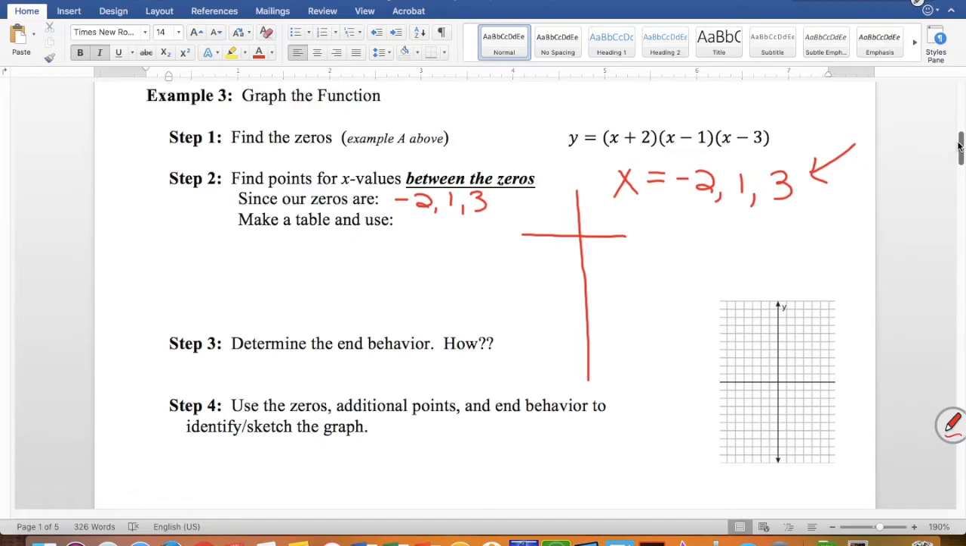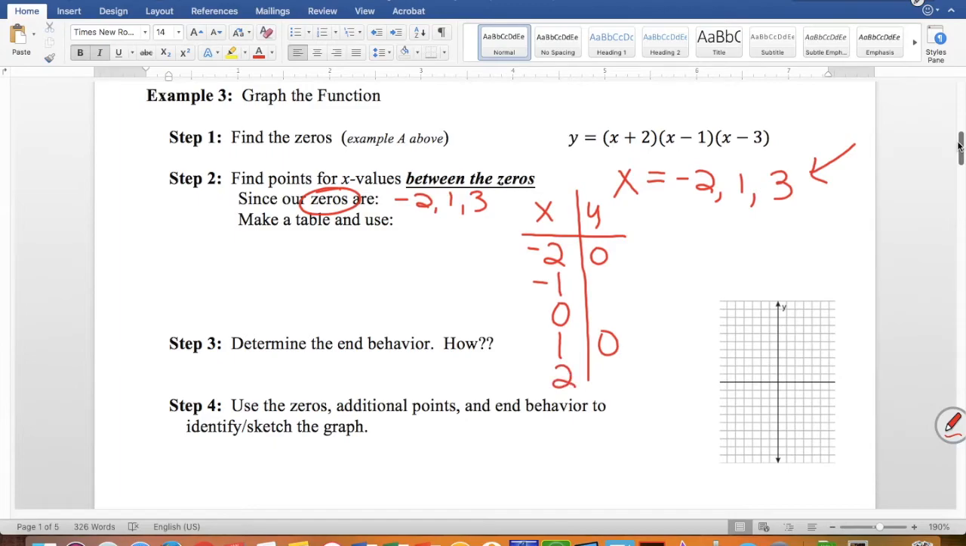So I know that when x is negative 2, y is 0, because these are my zeros. That's the key here. This is the coordinates of a point, negative 2, 0. So I'm going to find negative 1. I'm going to find the y value for 1. I know the y value is 0 because, again, it's a zero of my function.